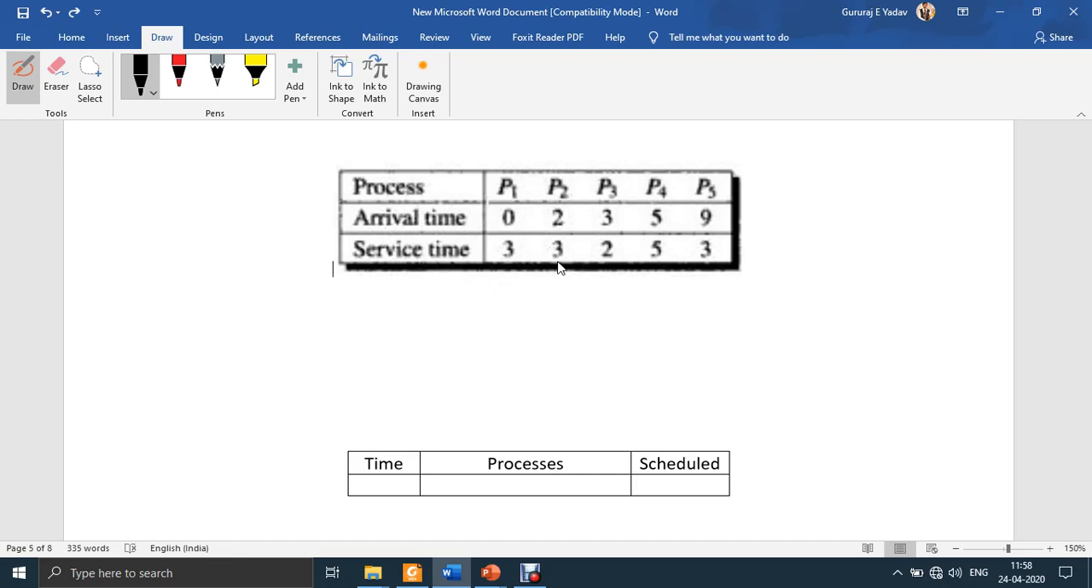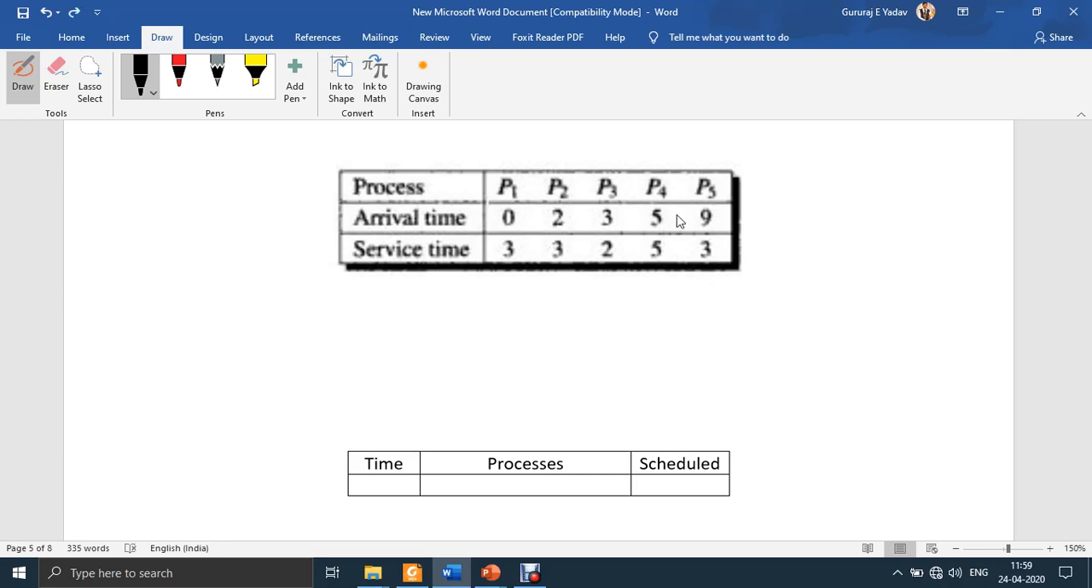P2 requires again 3 milliseconds of CPU time to complete. P3 requires 2 milliseconds of time to complete. P4 requires 5 milliseconds of time to complete, and P5 requires 3 milliseconds of CPU time to complete. Okay, so these are the service times.